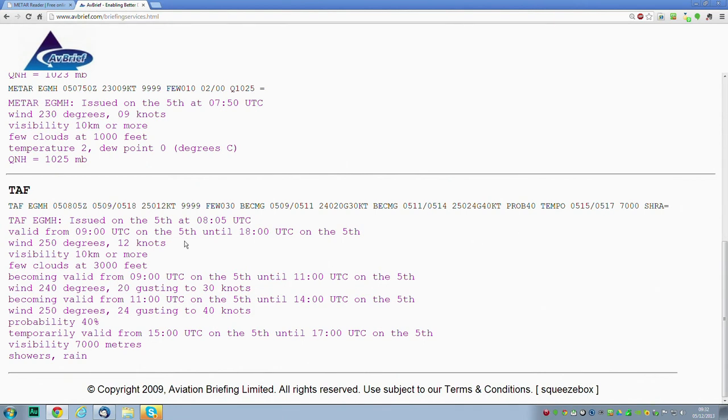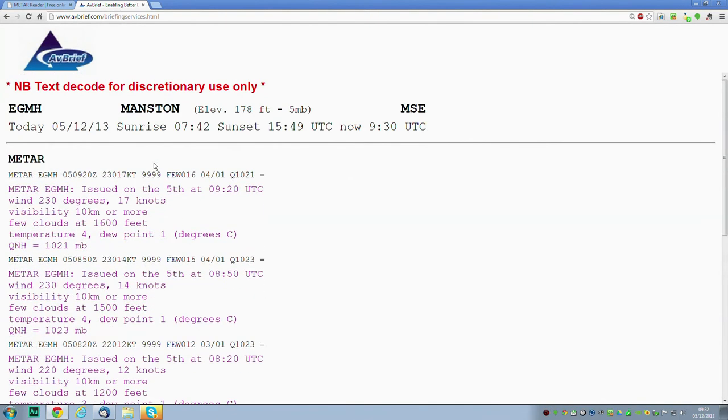But that's a forecast there for a day where you probably wouldn't want to go flying. Not for recreational purposes anyway. You'd be better off staying on the ground.